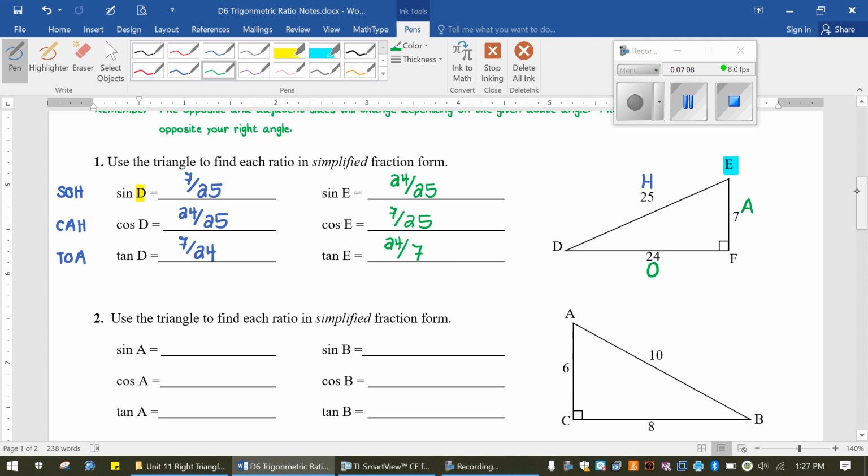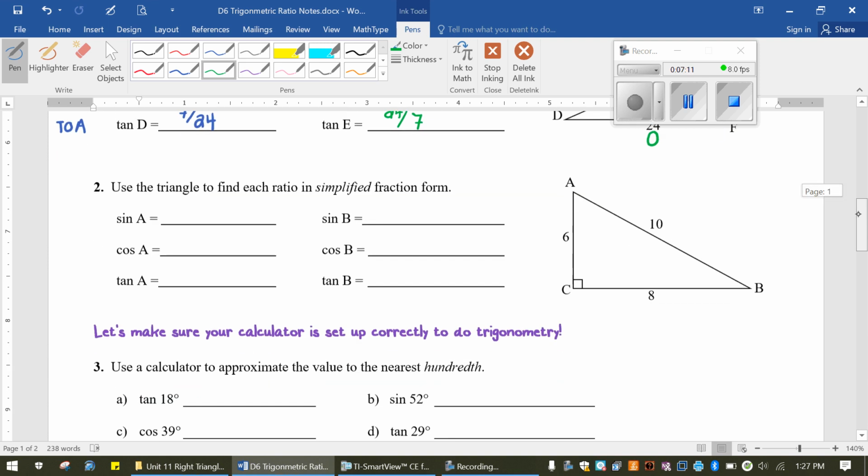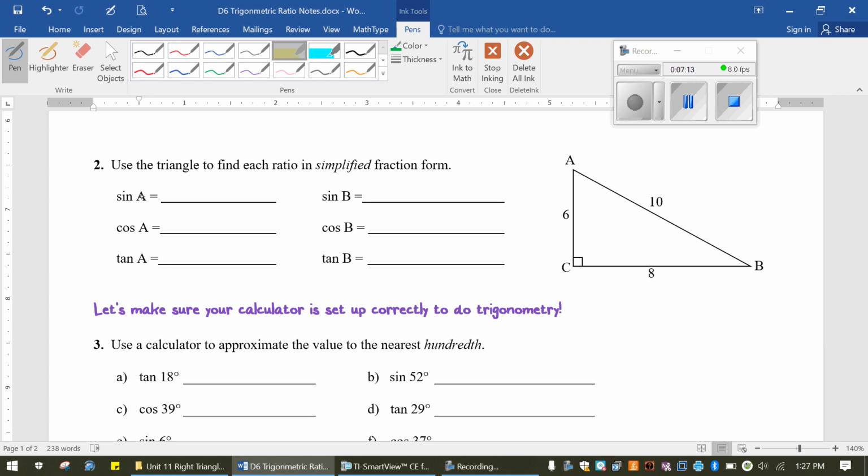Okay, let's look at number 2. So we're starting first with angle A, right here. Let's label our sides with that angle. So for A, 8 is the opposite side, 6 is the adjacent side, and 10 is always the hypotenuse. Sine is opposite over hypotenuse, cosine, adjacent over hypotenuse, tangent, opposite over adjacent. All right, so let's go.